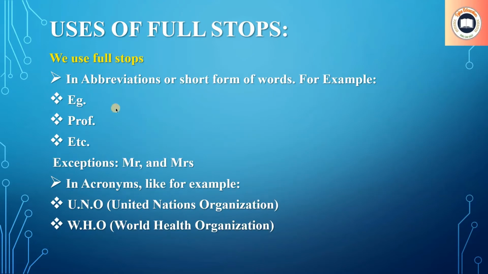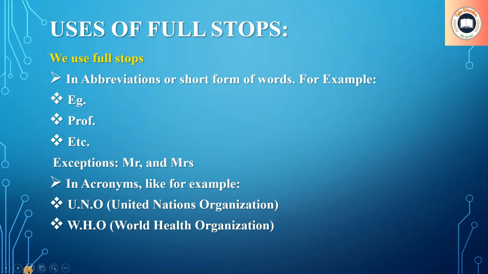We use full stops even in abbreviations or short forms of words. For example, e.g. full stop, prof full stop, etc. full stop. So e.g. is the abbreviation or the short form for the word example, prof is an abbreviation or a short form for the word professor, and etc. is an abbreviation or a short form for the word etcetera. So we use a full stop at the end of short forms of words.